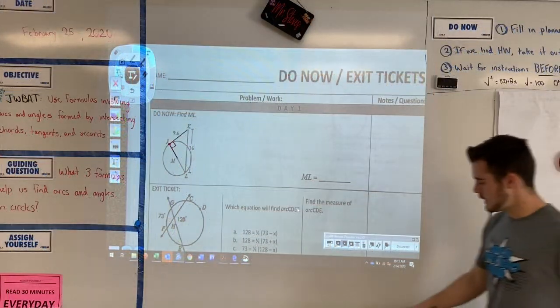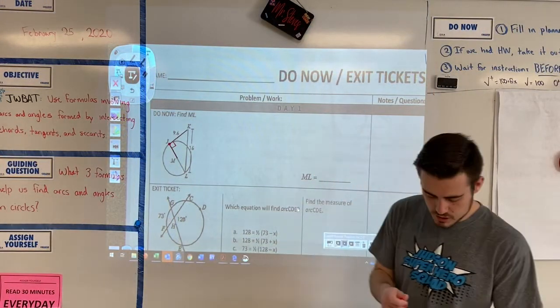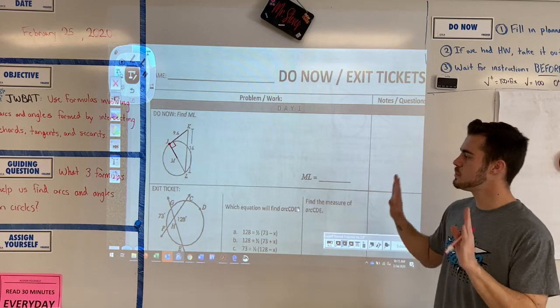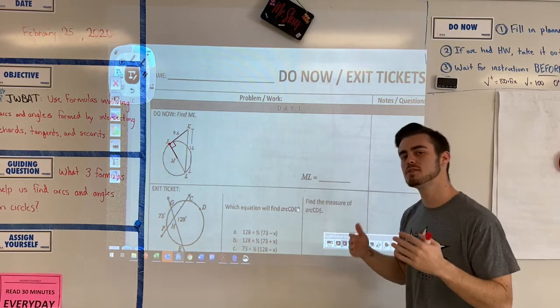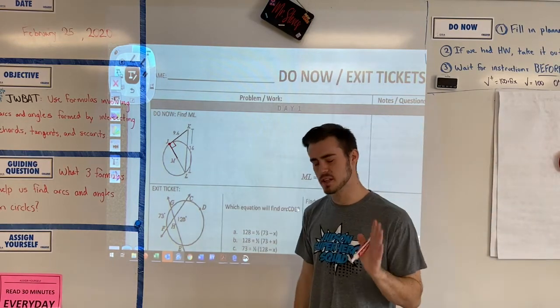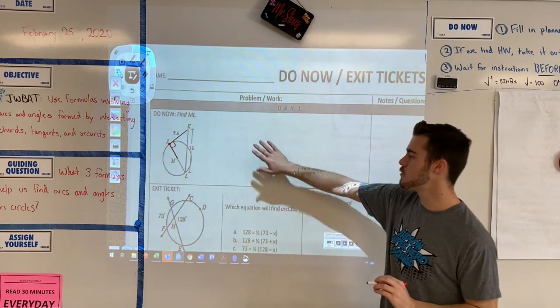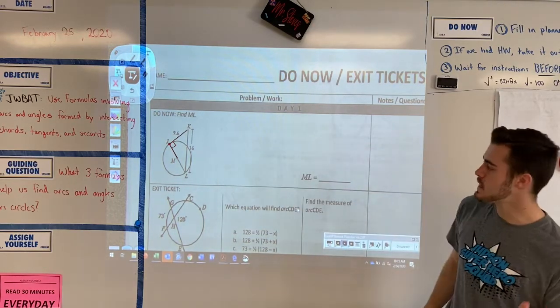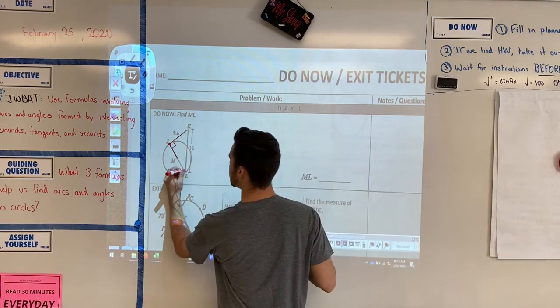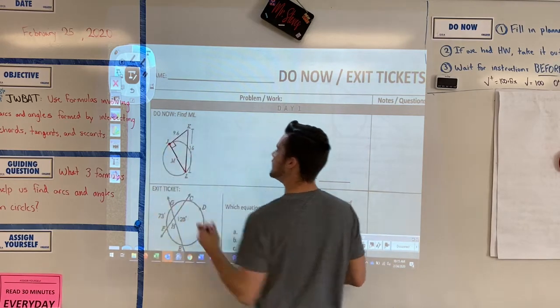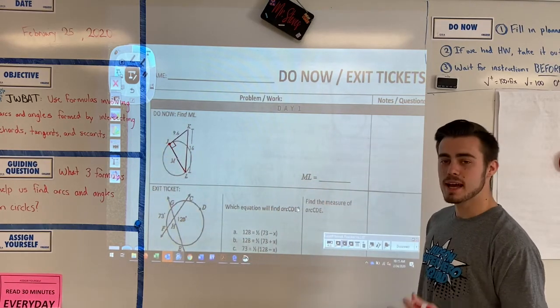All right, and we're going to bring it back. So what we're going to start with is our do now, and right after that, we're going to transition into our notes just like we would in a normal class. So first thing I'm going to do is identify that right here in our circle, we have a right triangle. Now, that tells me that I can do a lot of things.